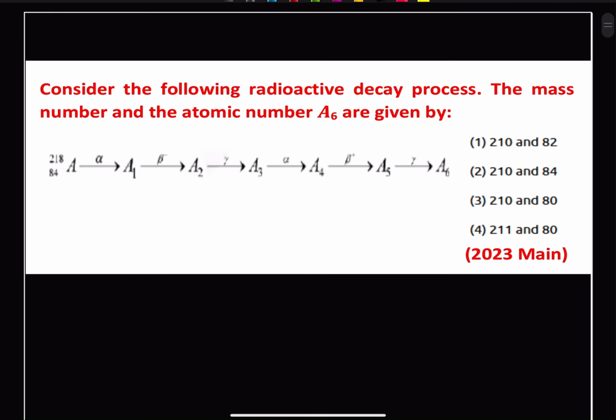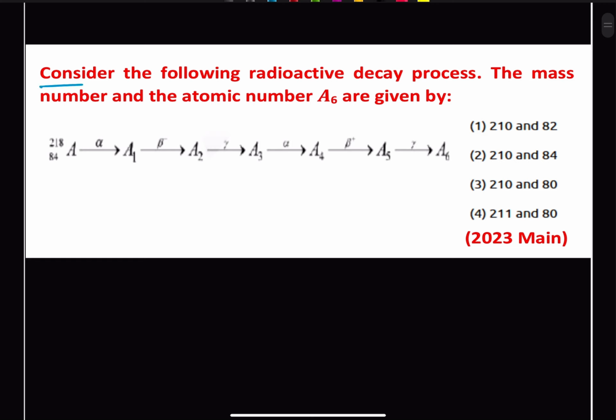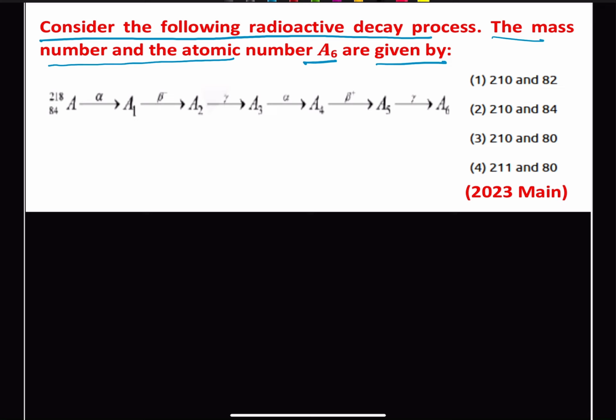So the first question states: consider the following radioactive decay process. The mass number and atomic number of A6 are given by. So the decay process is given to us. From A it starts with an alpha decay, then beta minus, gamma, alpha, beta plus, and a final gamma, and the final product is A6, whose mass number and atomic number we are supposed to find out.